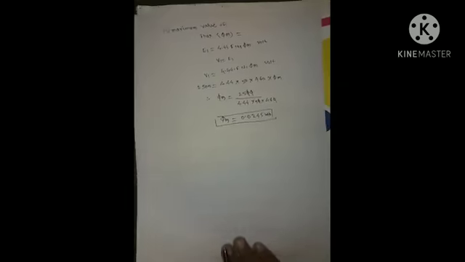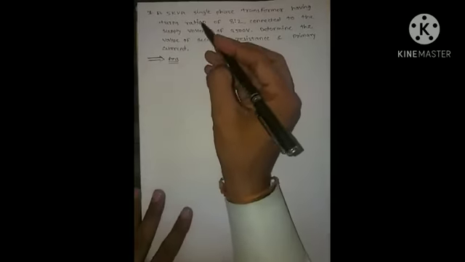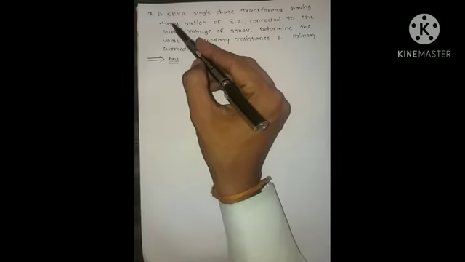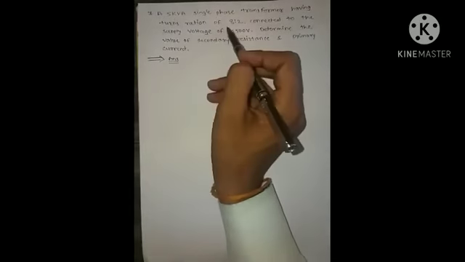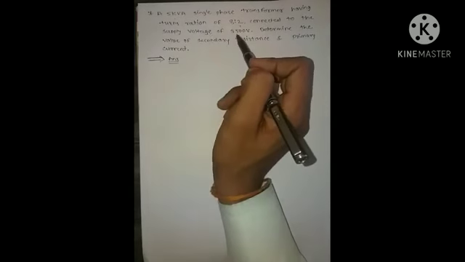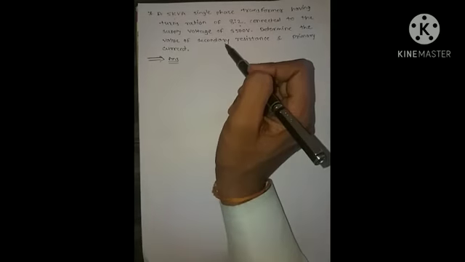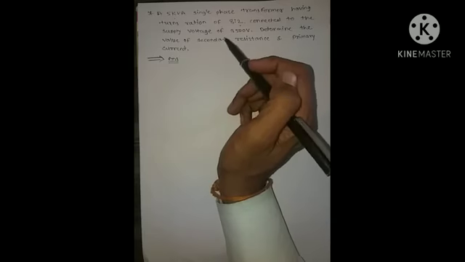So let's take second numerical. I read here the numerical. A 5 kVA single phase transformer having turns ratio of 8:2 connected to the supply voltage of 3500 volt. So determine the value of secondary resistance and primary current. Okay, so the solution to the above problem can be calculated as follows.